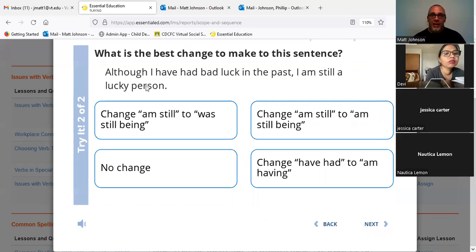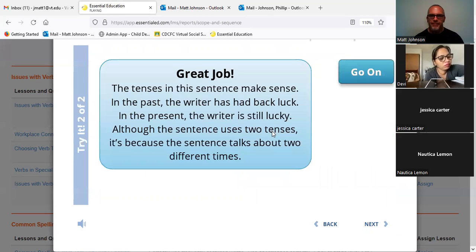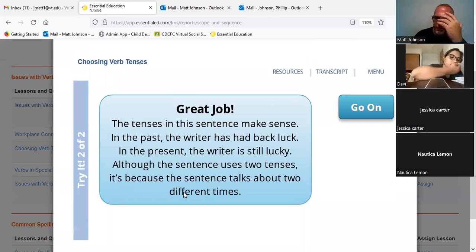All right, so: although I have had bad luck in the past, I am still a lucky person. So we actually aren't going to change anything here. There's no change. So again, I have had bad luck in the past. I am still a lucky person. So no change. Great job. The tenses in this sentence make sense. In the past, the writer has had bad luck. In the present, the writer is still lucky. Although the sentence uses two tenses, it's because the sentence talks about two different times.